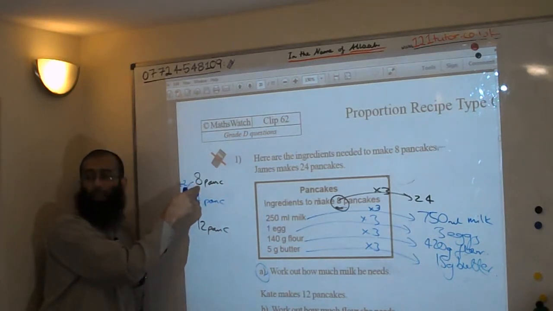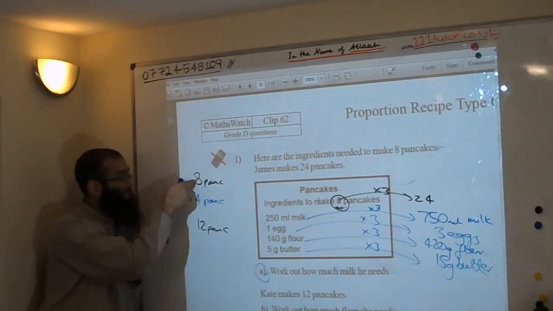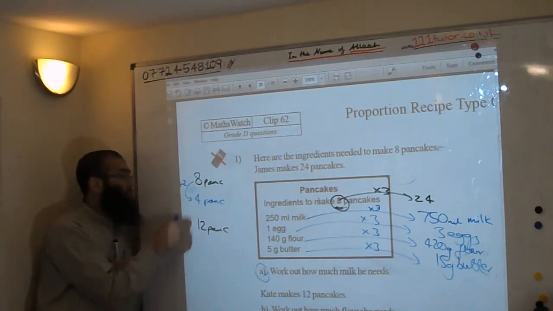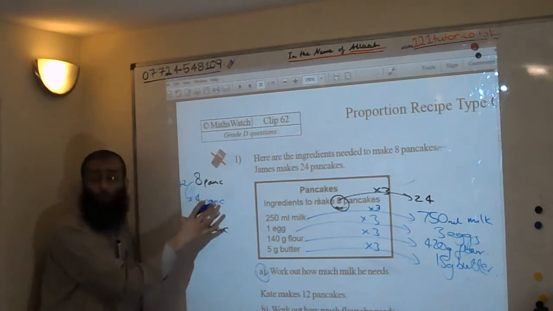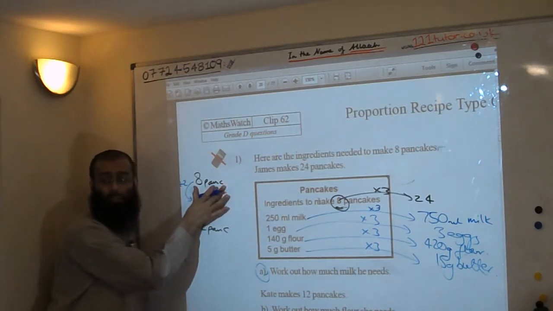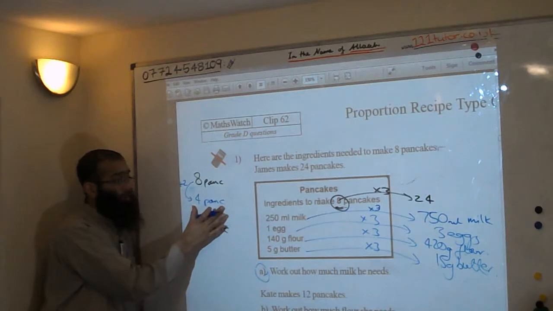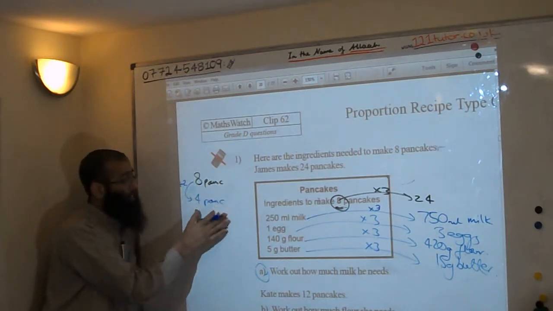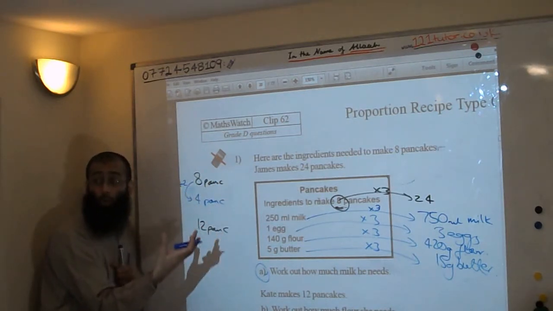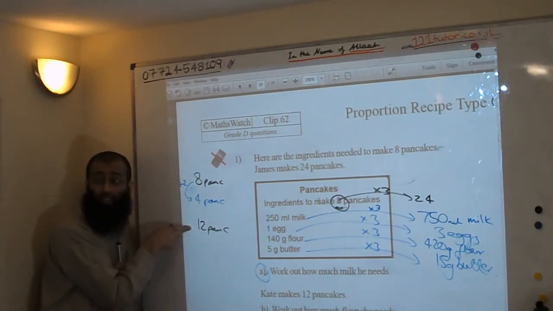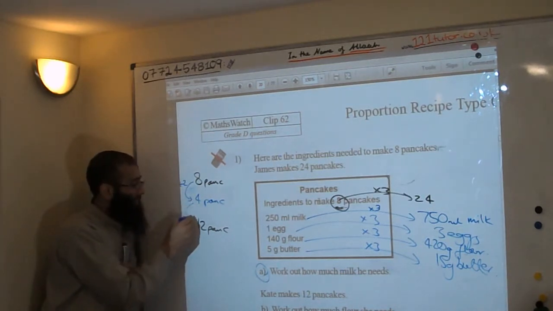Now if you know what 8 pancakes is and you know what 4 pancakes is, you can just add them and give you 12 pancakes. For those of you who don't want to add that, that's one way of doing it. So now you know what 8 pancakes is. To get to 4 pancakes, you halve the ingredients. And then you can just add them, that will give you a total of 12. Or you could do it this way. Once you've got the 4 pancakes, do you know how to get from 4 to 12? And the answer is yes. Just times by 3.